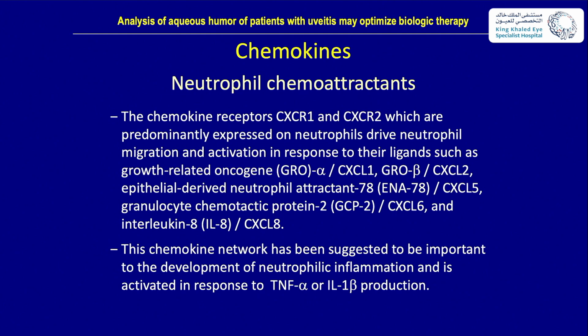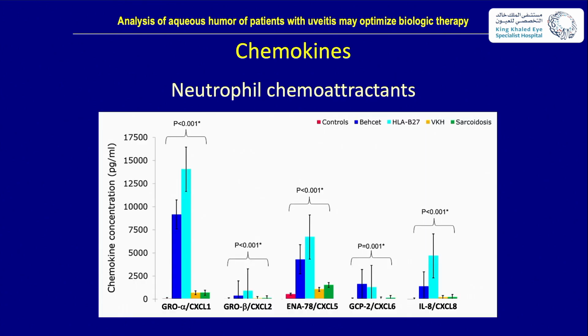Attract and activate neutrophils. Neutrophils express two important receptors, CXCR1 and CXCR2, and they respond to the neutrophil chemoattractants through these receptors. So we examined several of these neutrophil chemoattractants, like CXCL1, CXCL2, CXCL5, and CXCL8.